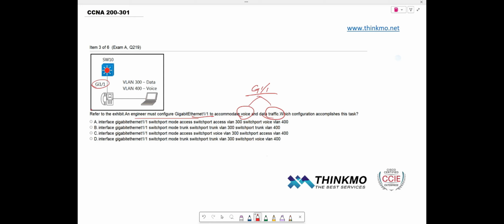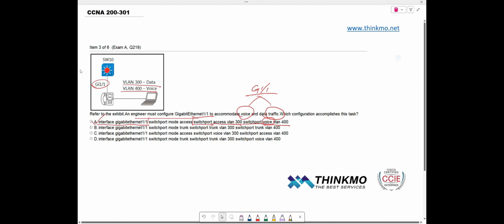Let's look at this configuration. Option A, interface G0/1, right? Enter this interface, then set the interface mode and configure it as access mode. This is the first and second lines, and the third configuration is this. It allows VLAN 300. Who is VLAN 300? Data traffic, so allow this traffic, and then configure VLAN 400, which allows voice traffic. This is correct. The correct answer is this.